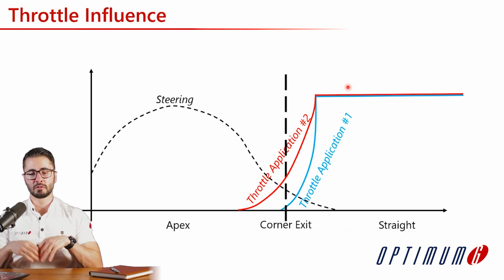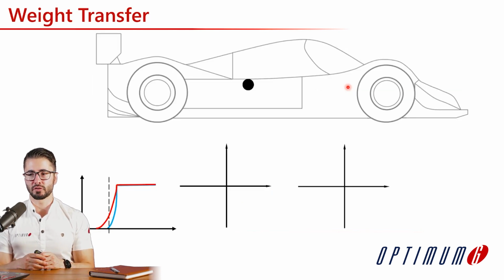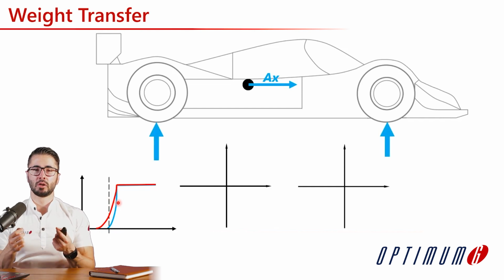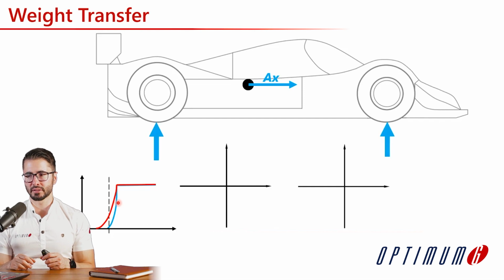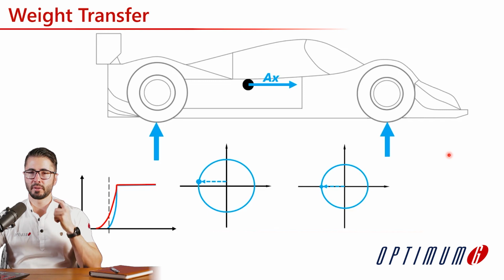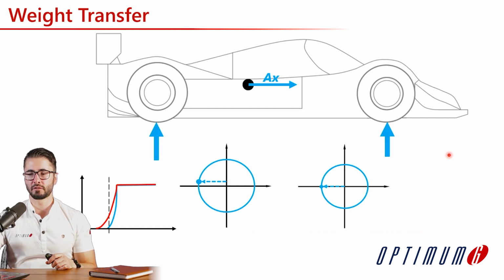And again, it is mostly explained by weight transfer. In the first case, in blue, we have a small longitudinal acceleration, meaning that we are loading just a little bit the rear tires and removing load from the front tires. What can we see in the friction ellipses? We can see this reference, a little bit higher force on the rear compared to the front.